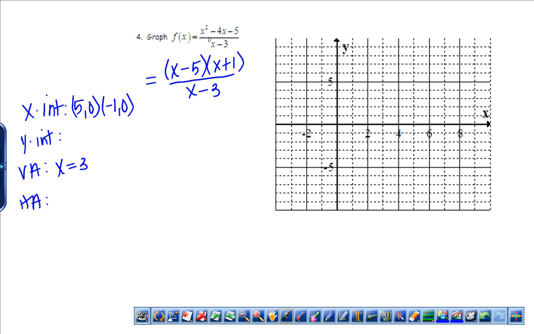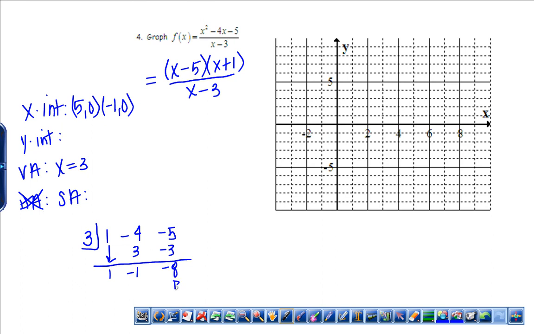So horizontal asymptote, looking at this, says top heavy. So I'm not going to have a horizontal, I'm going to have a slant. How you find your slant, remember I said you divide. So I can take my original problem and do long division, or you can do synthetic. So since I just have an x minus 3, I'm going to do synthetic. So I'm going to use a positive 3. I'm going to use a 1, -4, and a -5. If I bring this down, that gives you 1, -1, -8.